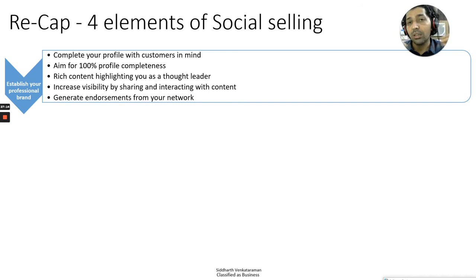Content, okay? Content which highlights you as a thought leader, and rich content in the sense videos, presentations, pictures. Increase your visibility by sharing and interacting with content. This is something which I've been repeatedly telling. So create your content, engage with other people's content, generate endorsements from your network. So the idea is you go endorse people so that at times they end up endorsing you. Okay.